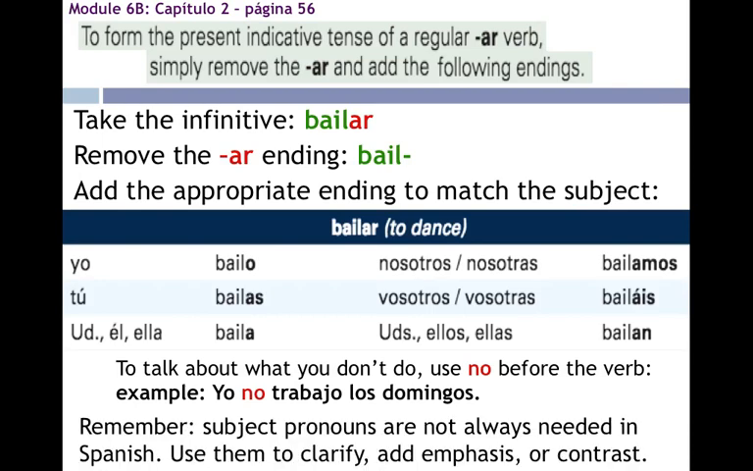Remember, subject pronouns are not always needed in Spanish. You use them to clarify, add emphasis, or contrast. So if you look at the chart, bailo only goes with which subject? Yo. So if I just looked at you and I said, bailo, I'm saying a full sentence. I'm saying I dance, or I am dancing, or I do dance. There are different ways you can translate that little simple sentence. You don't have to say yo bailo because you know. If you come into a room and I say to you, baila, who am I talking about? It could be usted, it could be él, ella, Paco, Juanita. In that case, if you haven't already spoken about the subject, you may need to add the subject or subject pronoun.